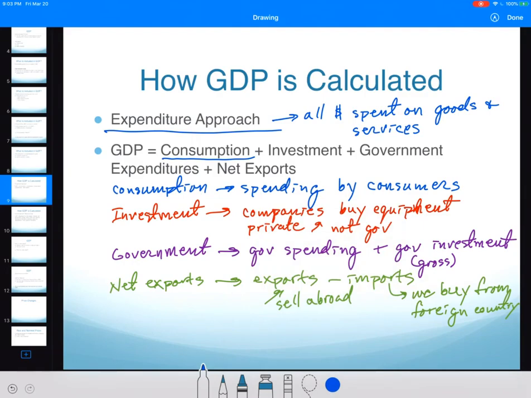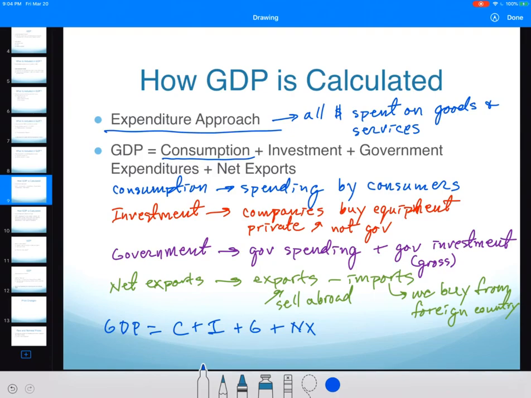And so we don't write it out this way. What we usually do is we say GDP is equal to C, which is the consumption, plus I, this is the investment part, plus G, that's the government spending and investment part, plus NX, okay? So C plus I plus G plus NX is the expenditure approach equation.